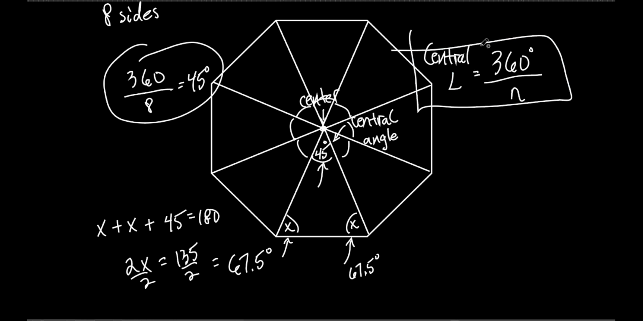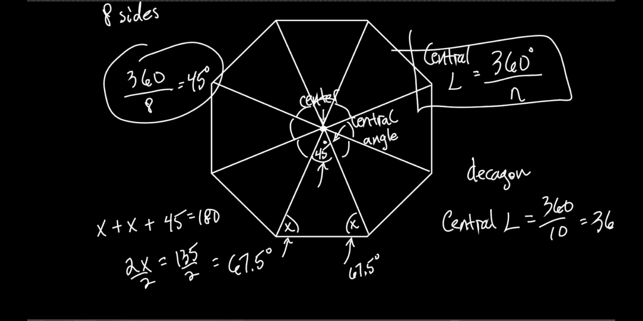So without even drawing anything, if I said you had a decagon, we'll use that since we talked about it a second ago. How would you find the central angle of a decagon? Well, what's the formula? 360 divided by 10. Why 10? That's it. A decagon's got 10 sides. You can do that math easy. What's the central angle on a 10-sided figure? It's 36 degrees. Everybody got it?